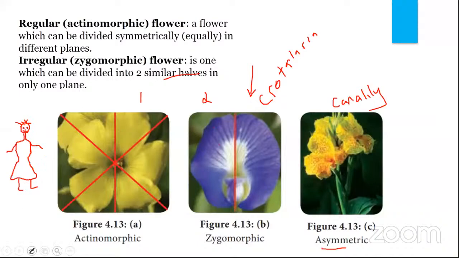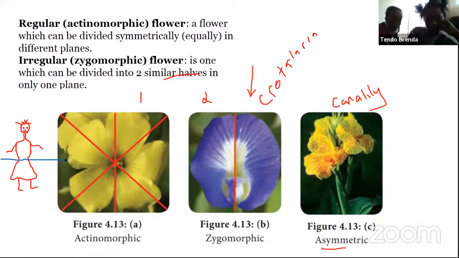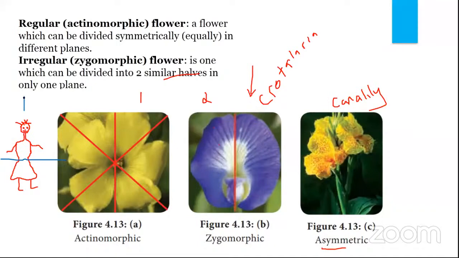Do we cut you, let me use a blue pen here, do we cut like this, or do we cut from above like that to get equal halves? What do you suggest? Yes, Viking. Above. Very good, from above. So that means we don't look at this angle, okay? There is only one way in which we can cut you as a human being, from above, and we get equal halves. Now that is the zygomorphic or irregular flower that we can cut only once and we get equal halves.